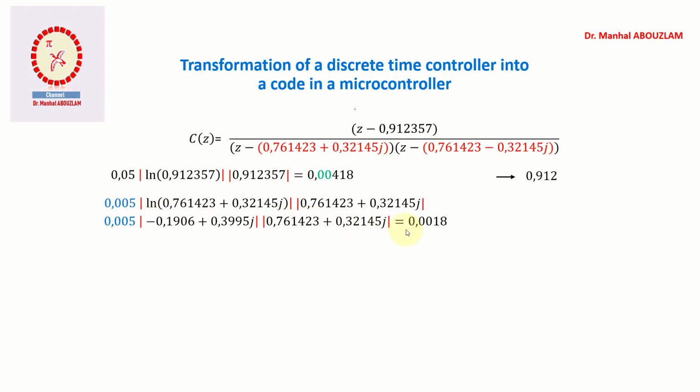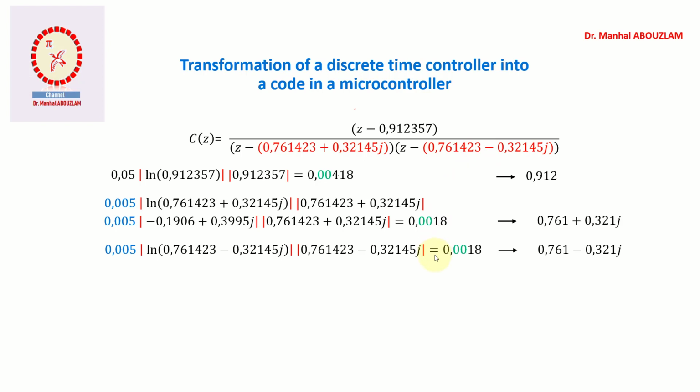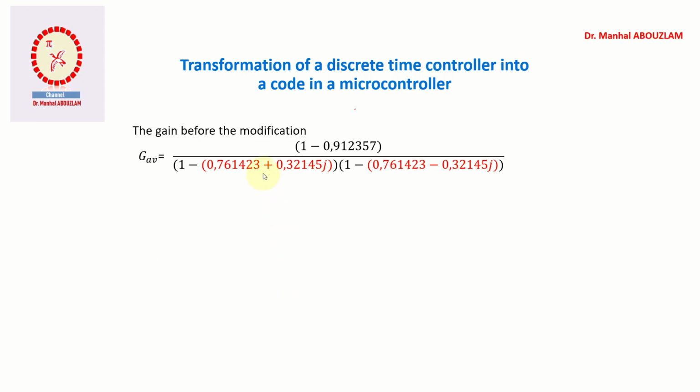We calculate, we can find we have two zeros. So 2 plus 1 is equal to 3. So we keep 3 digits after decimal point for the real part, and 3 digits after decimal point for the imaginary part. Okay. Now we do the same thing for the complex conjugate number, and we obtain this transfer function after modification.